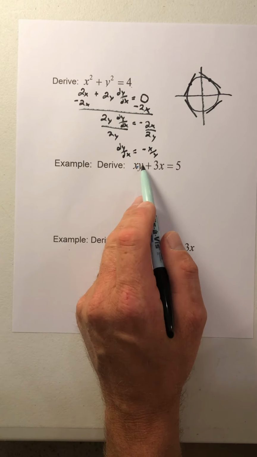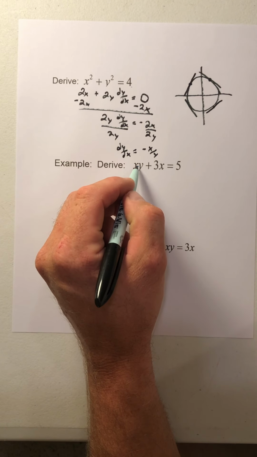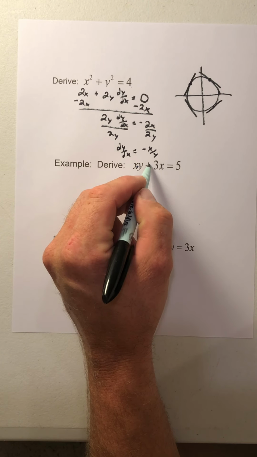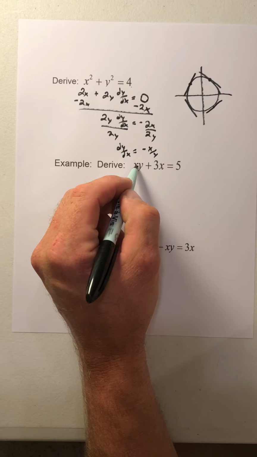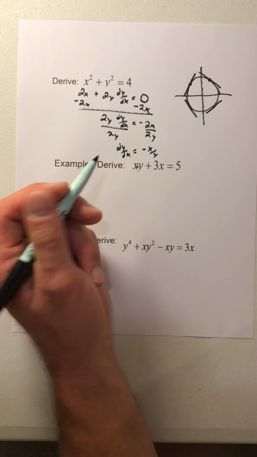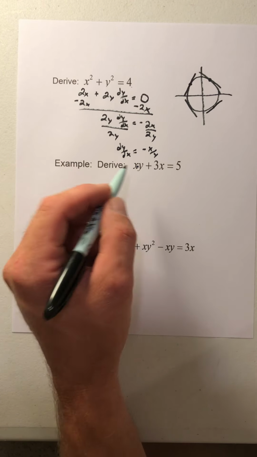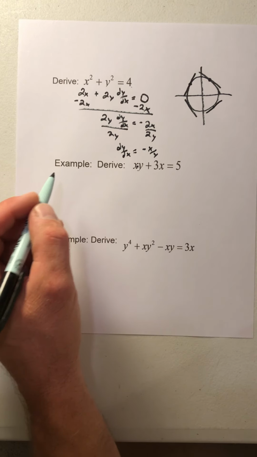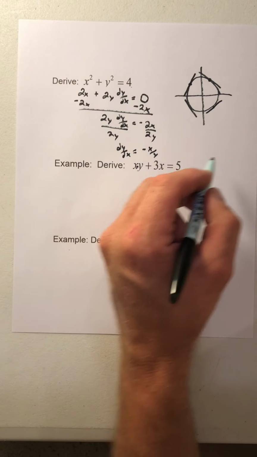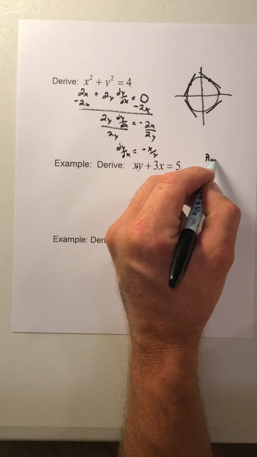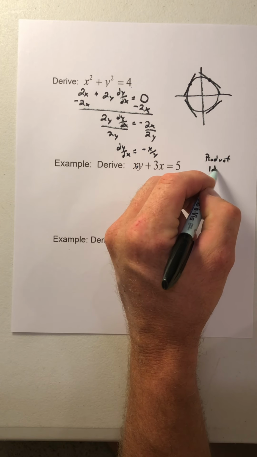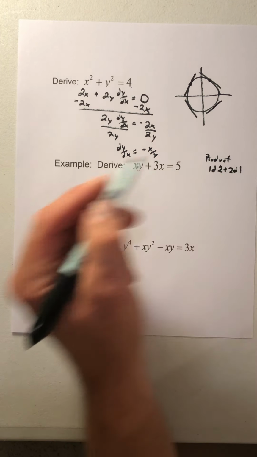Our next example, we're going to get a little more complicated. Here we have x times y plus 3x equals 5. So we can do our product rule, we can do our quotient rule, we can do a lot of different things. So if I want to find the derivative of xy, remember the product rule derivative is 1 d2 plus 2 d1.